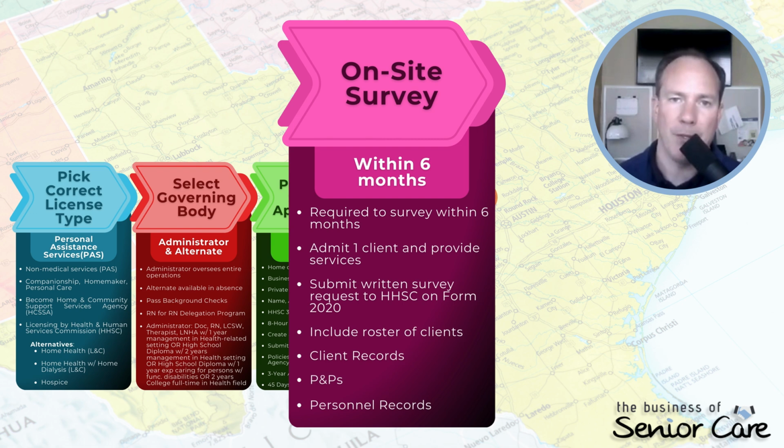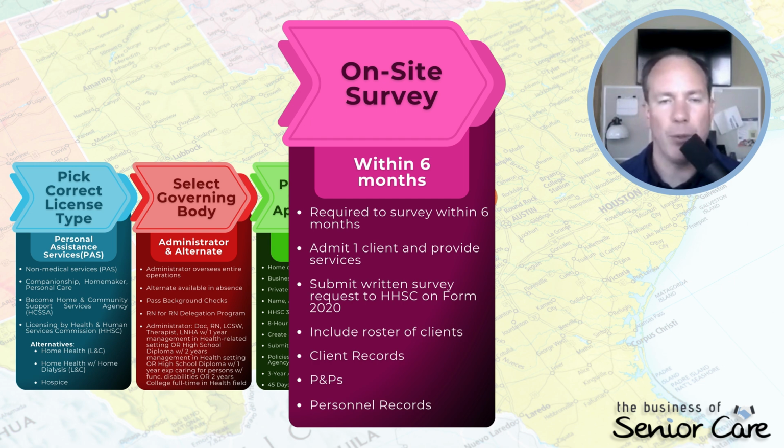Number 5 is your on-site survey. So Texas doesn't require an on-site survey in order to get your initial license, but once you receive your initial license, then you have to be able to provide care to a client and provide services. And then once you've done that, and if you're applying just for a PAS license, you just need to provide care to one client, but you have to go back and submit a written request to the department for them to come out and do your on-site survey after you've completed care and services for at least one client.